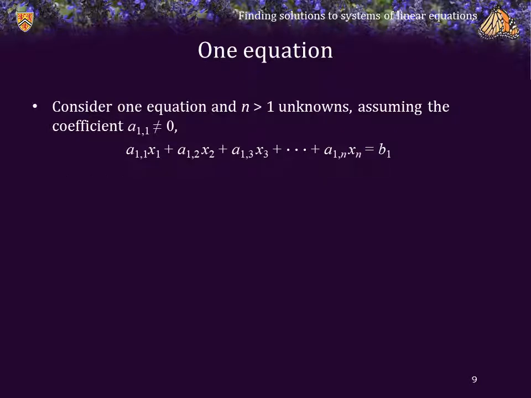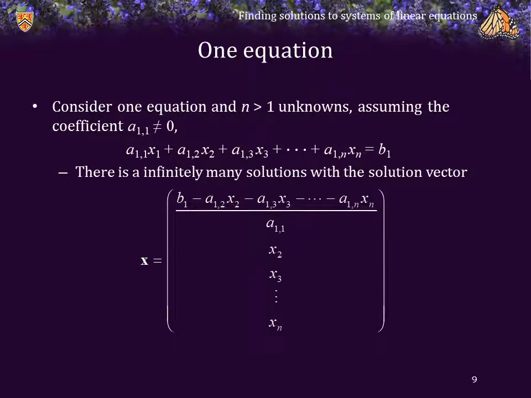Consider, however, one equation and n greater than 1 unknowns, where we're going to assume for now that the first coefficient is non-zero. Well, in this case, every other variable other than x1 is a free variable, and if they are all free, then from those values we can deduce the value of x1. Thus, the solution vector is as follows, and as you can see, as soon as you introduce even one free variable, you have infinitely many solutions.